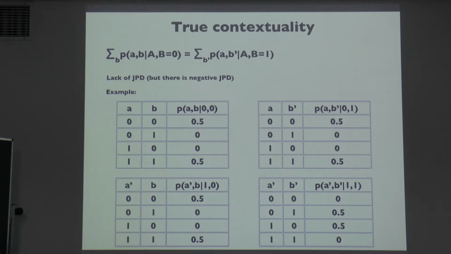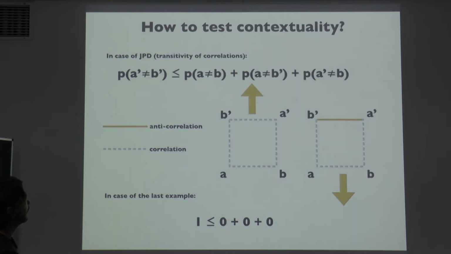And you can easily check that marginal probability distributions of A and B are always 1/2 and 1/2. So marginal probability distribution stays the same. There is no signaling. Still, for this system, you cannot derive joint probability distribution. You cannot find joint probability distribution. So, sometimes finding joint probability distribution is not an easy task.